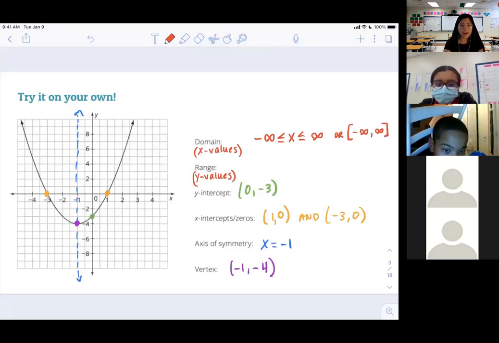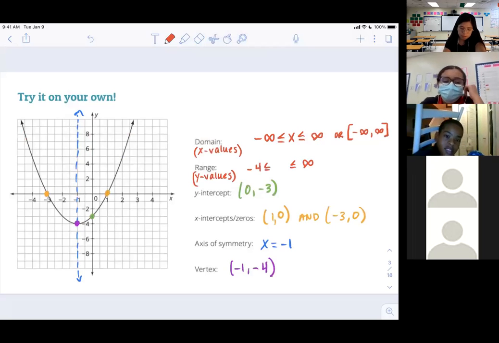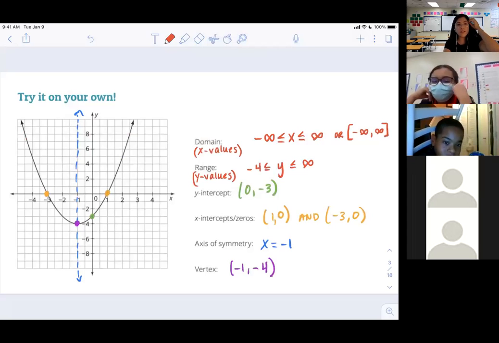So can anyone try, if it goes from -4 to +infinity, what is my inequality going to be? What sign is that? Less than. Okay, -4 is less than or equal to x is less than or equal to infinity. Very close, very close. I'm talking about the range, so it's not going to be x. -4 is less than or equal to y. Yeah, exactly.